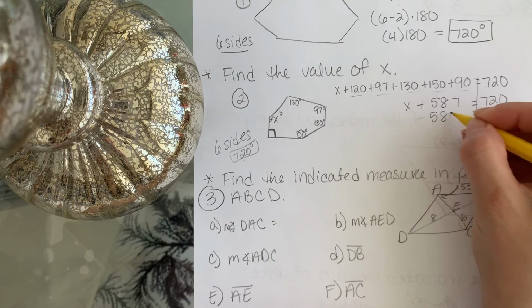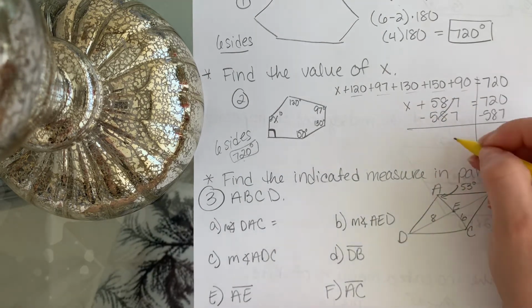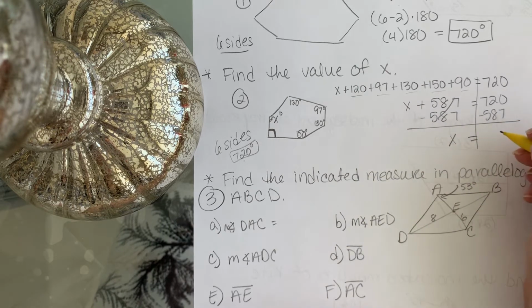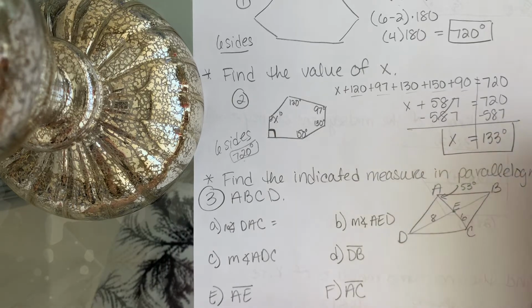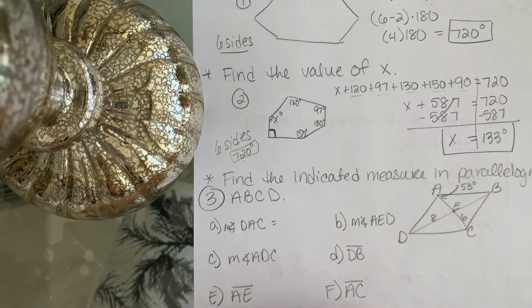From there, how do you solve for x? Subtract 587 on both sides, and you get x equals what? 133 degrees. And that's your final answer. That's what x represents, 133.